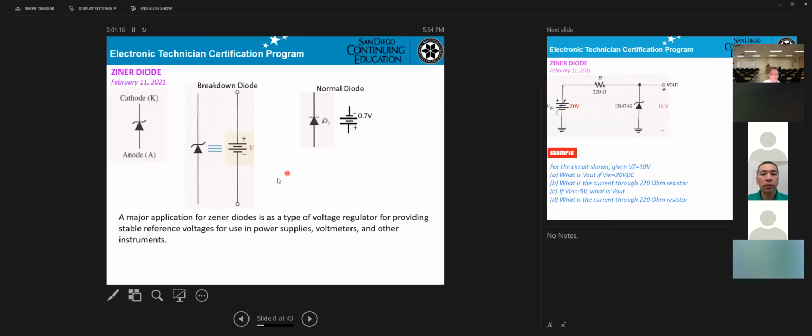However, if they are working like normal, then you must substitute it by the battery here, positive on this side, anode, and negative on the other side. That's very, very important. Okay.